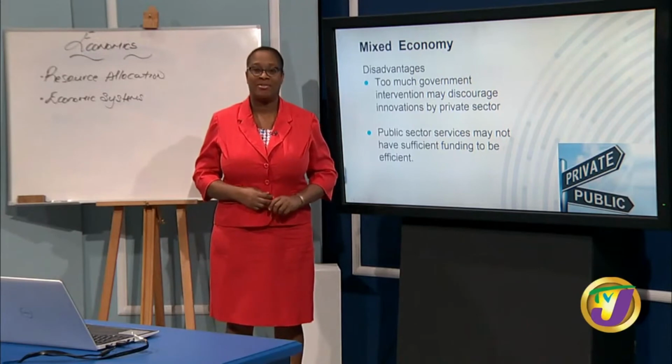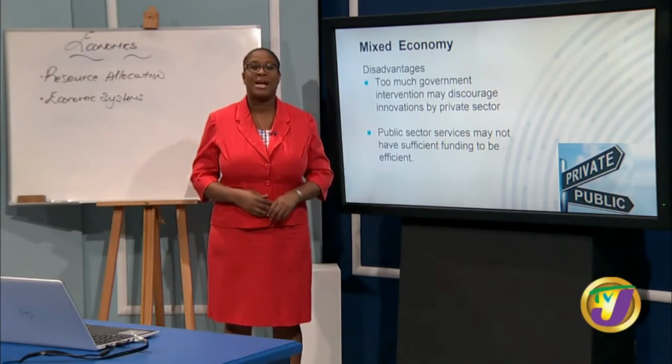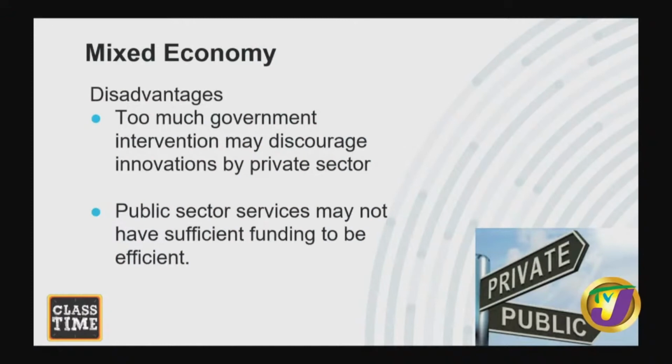Then we have our disadvantages. And the first one here is that too much government intervention can discourage innovation by the private sector. And what do I mean by that? Sometimes there are what they call red tape, a lot of bureaucracy, things that the private sector have to go through to get registered and licensed and permits and so on, that sort of discourage innovation or makes the process very hard and slow, and so they may get discouraged in the market because of too much regulations and what we call in Jamaica red tape, too much things to go through.